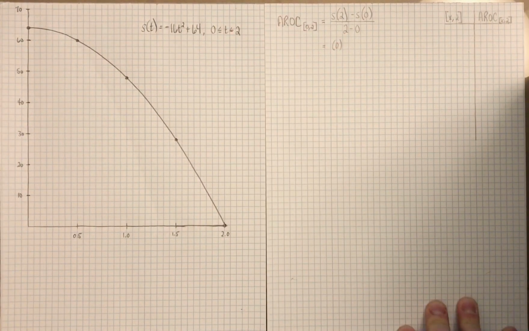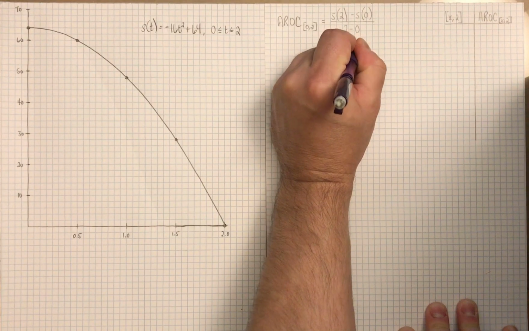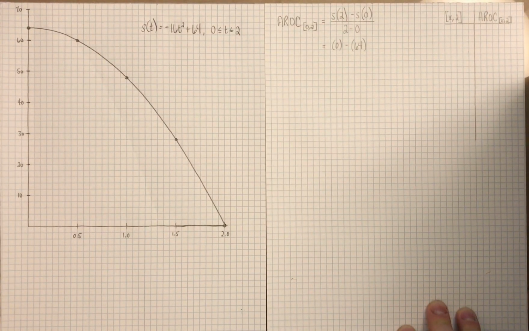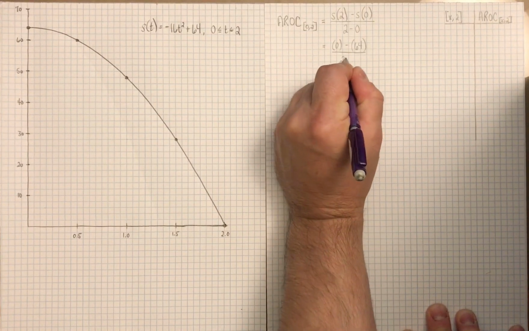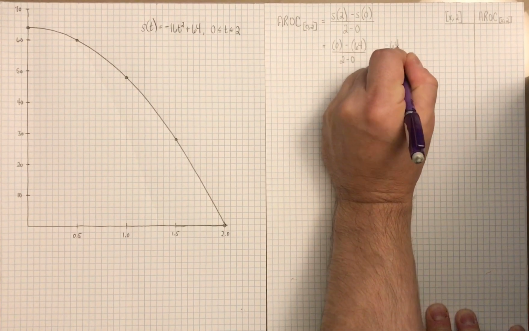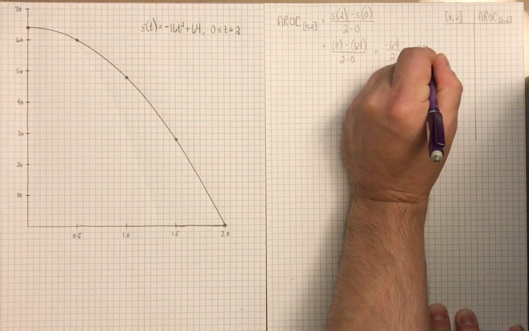At 2 seconds in, the object has struck the ground and is at a height of 0. And at the very beginning, before the object is dropped, or rather at the exact moment it is being let go, it is 64 feet in the air. This gives us negative 64 over 2, which is negative 32 feet per second.